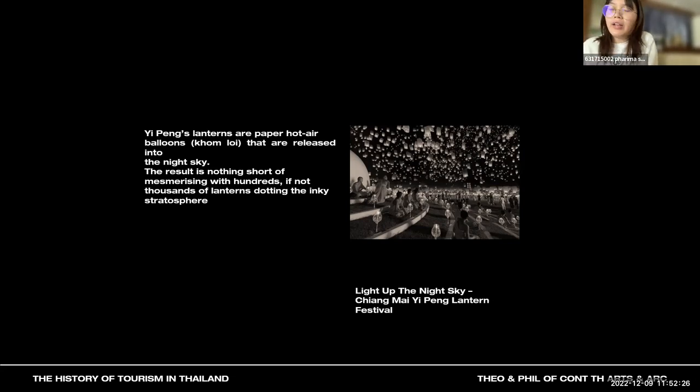But nowadays we're not doing this anymore, only a few people do this, because we have had a lot of accidents where the lantern just floats by and lands on someone's house roof. Next, please.